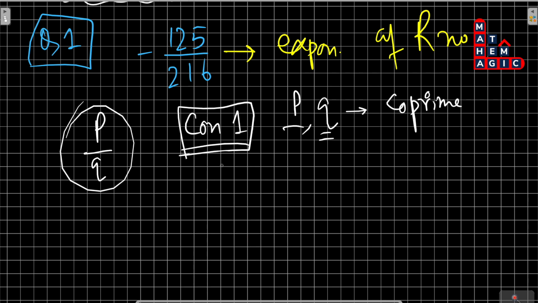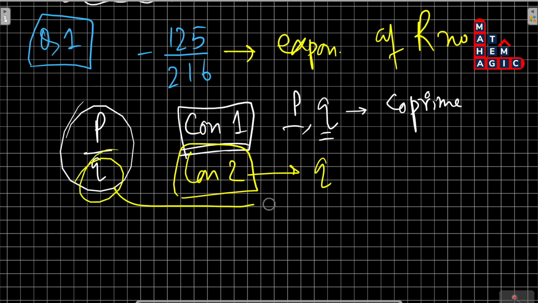So now the condition number 2. The condition number 2 is that this q, the denominator q, should not be 0. That's the condition number 2. So if any number follows these two conditions, that's a rational number, right?